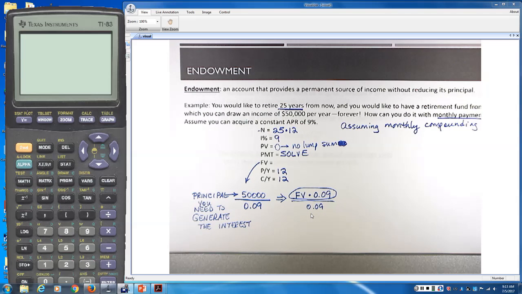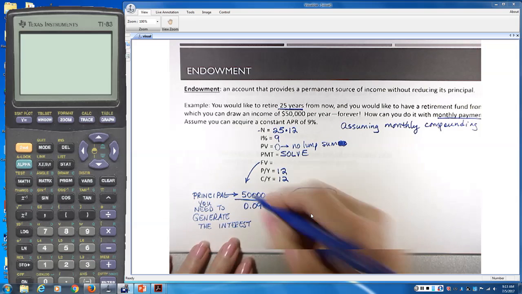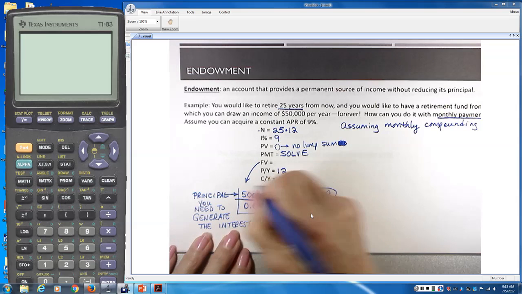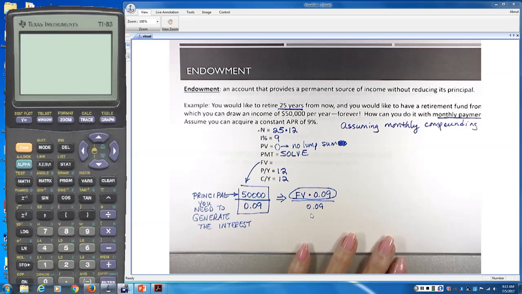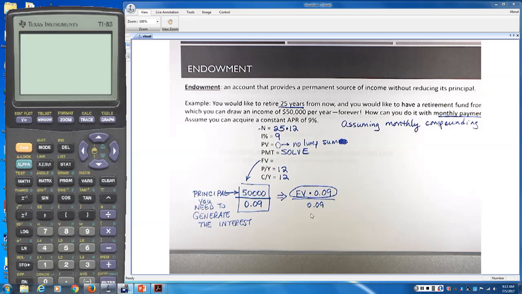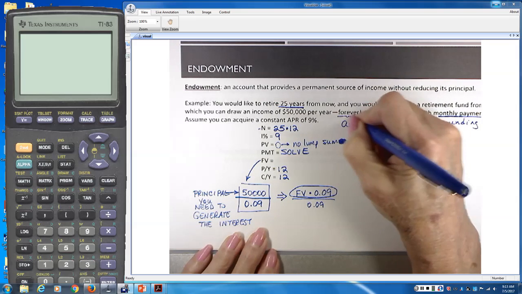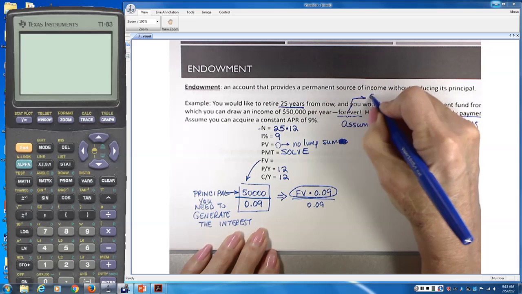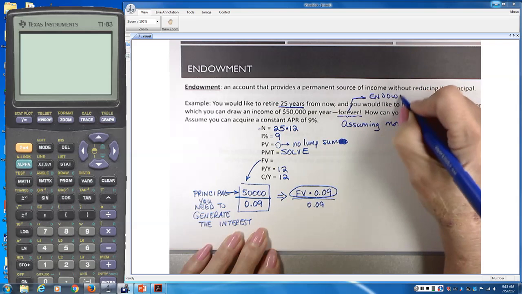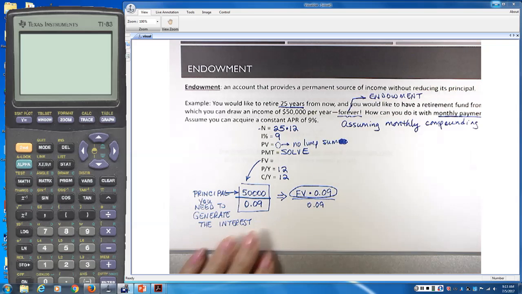So you're wanting to accumulate $50,000 by the time you retire by making these payments. And then you want to be able to live off the interest from that future value. So it turns out to be the future value divided by the interest rate. And it has to be the interest rate as a decimal. And the fact that it's an endowment comes from this word here, forever. Which is why you can't touch the principal.